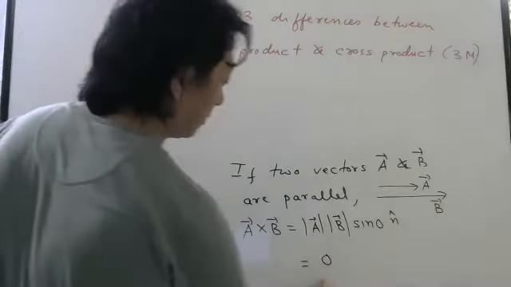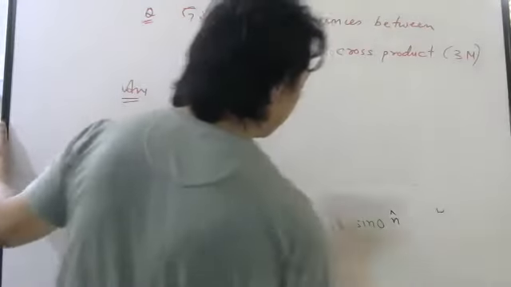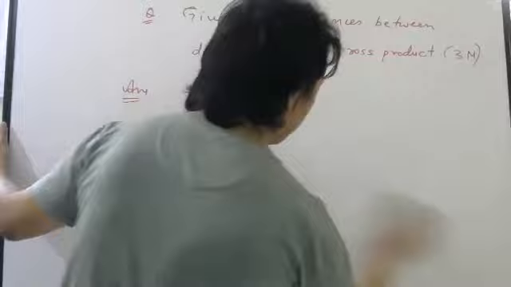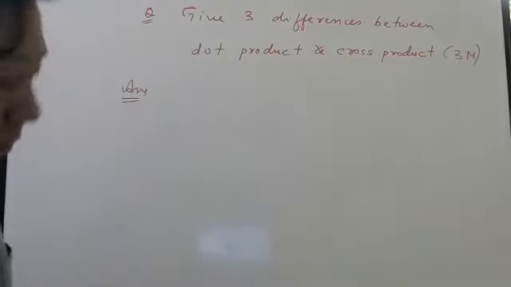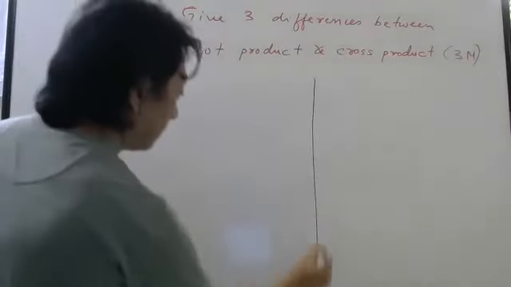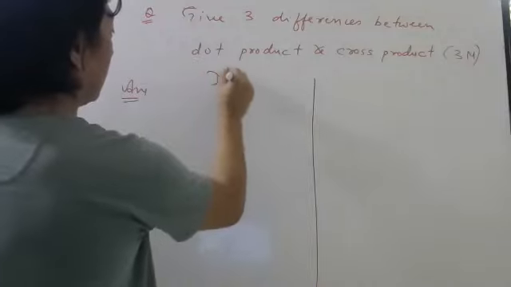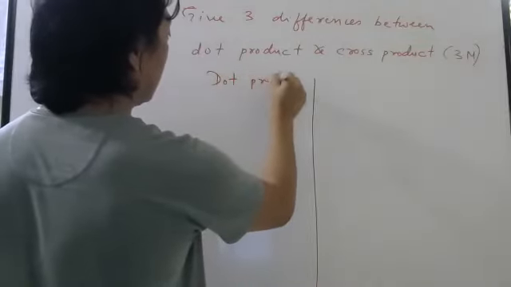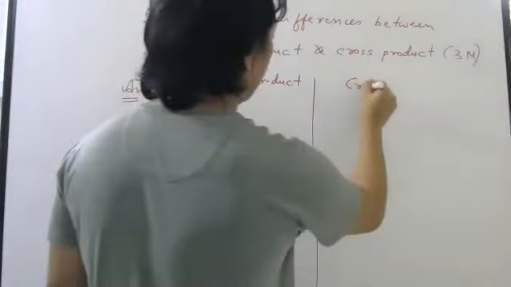So sine 0 is 0, remember. Okay. So here we will write dot product. Here we will write cross product.